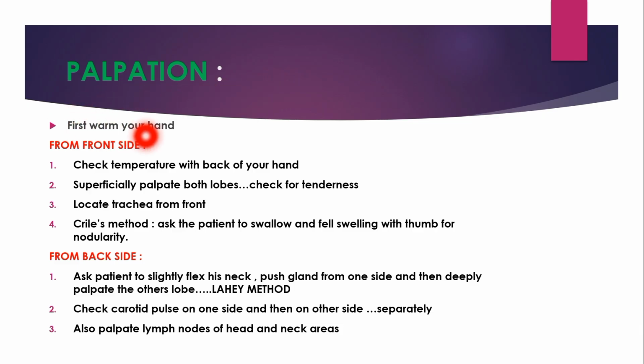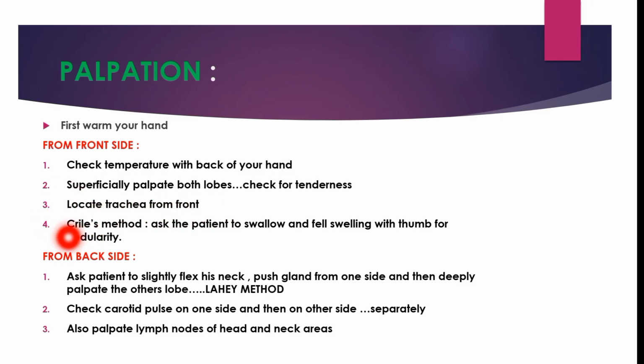First of all, warm up your hands, and we do the palpation from the front side and also from the back side. From the front side, first of all, check the temperature of the neck with the back of your hand, then superficially palpate the neck on both sides, and in superficial palpation, we look for any tenderness while looking at the face of the patient. Similarly, also locate the trachea from the front side and note any tracheal deviation.